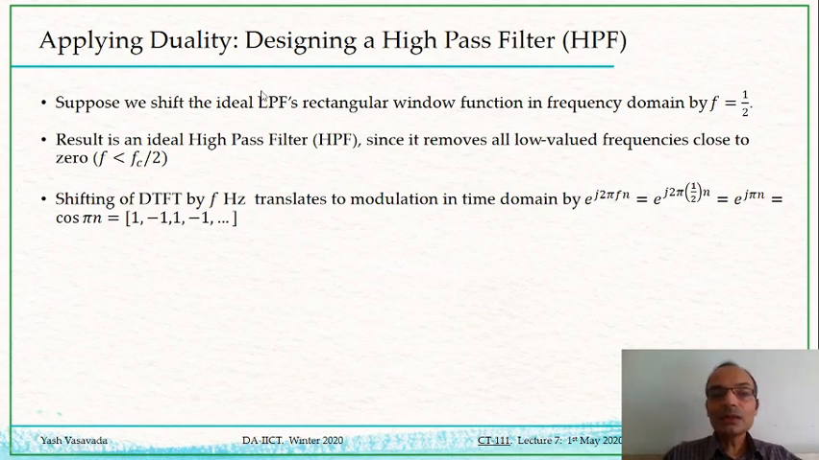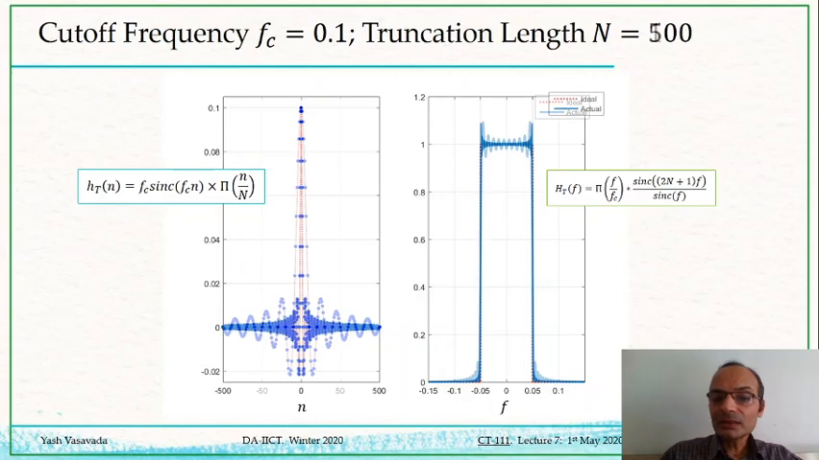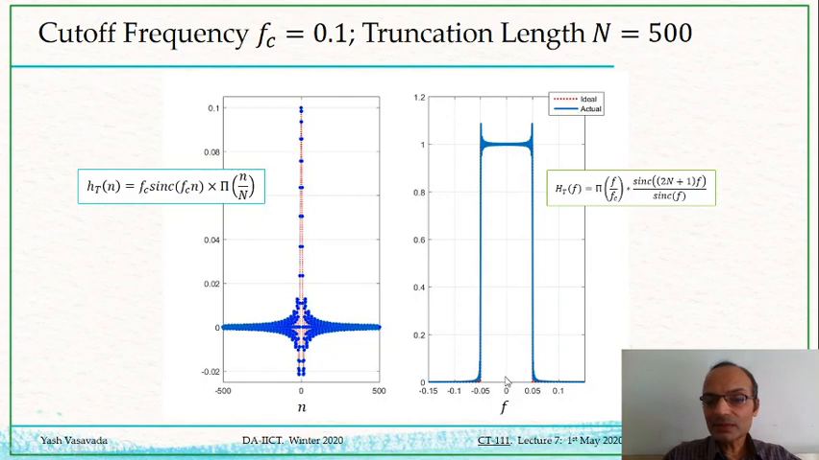What if we want to turn this low pass filter, which passes the low frequencies, into a high pass filter? Remember, the low pass filter is like this. It is centered at 0 and it has a certain width around 0. So it passes all the low frequencies and it rejects all the high frequencies.